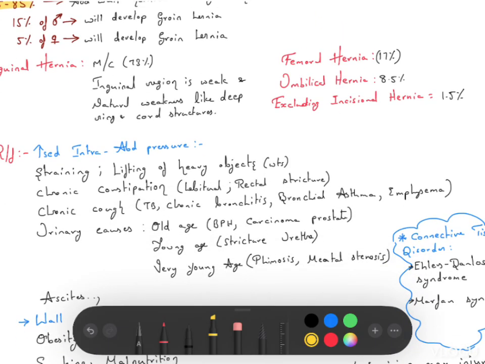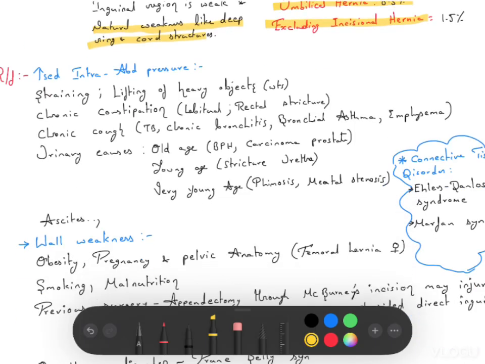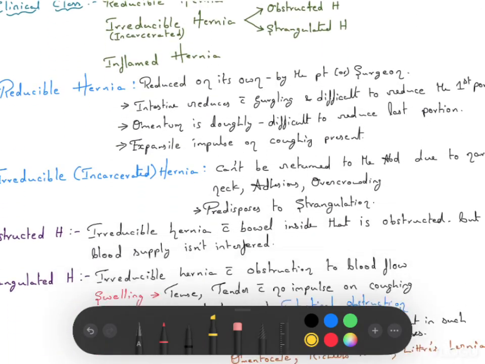So we have different types of hernias, as I told you. First of all, inguinal hernia is the most common type, about 73%. The inguinal region is weak, with natural weaknesses like the deep ring and cord structures, so it causes inguinal hernia. Next, femoral hernia is about 17%, umbilical hernia about 8.5%, and excluding incisional hernia, about 1.5%.